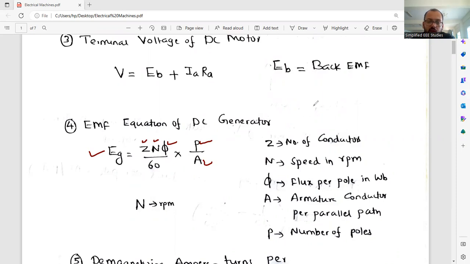For example, if A is equal to 2, that means it's a wave winding. If A is equal to the number of poles, then it is known as lap winding. That point you have to remember. There are two types of winding in case of armature: one is lap winding and another one is wave winding.